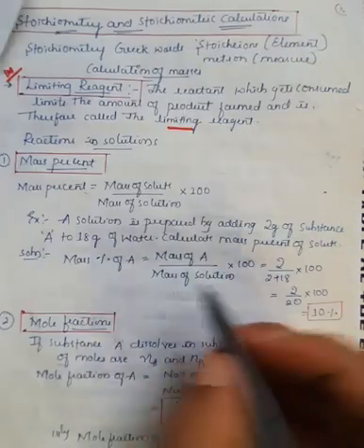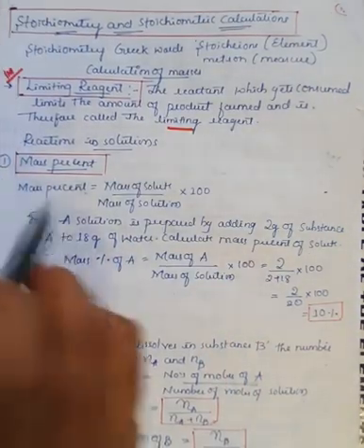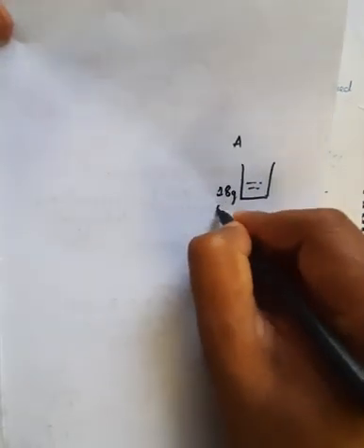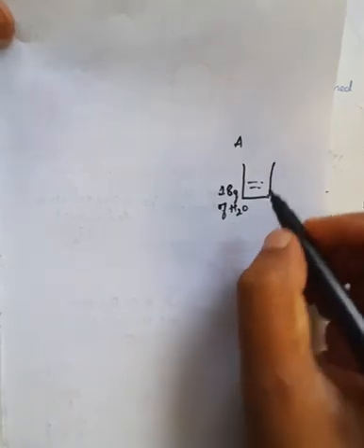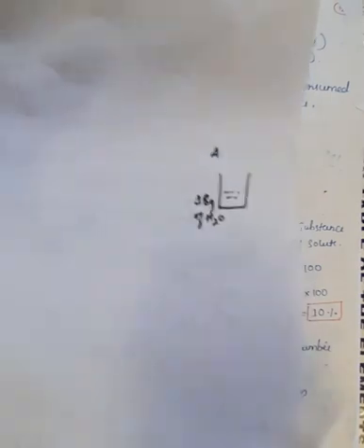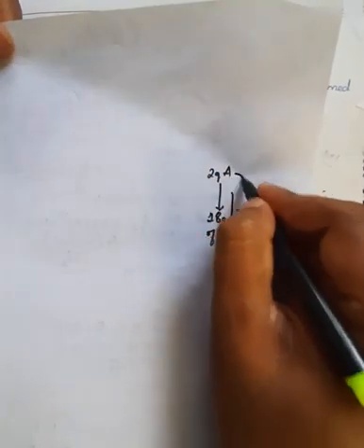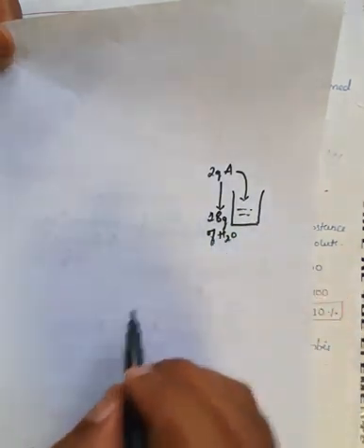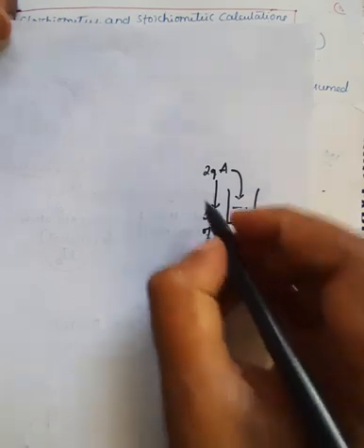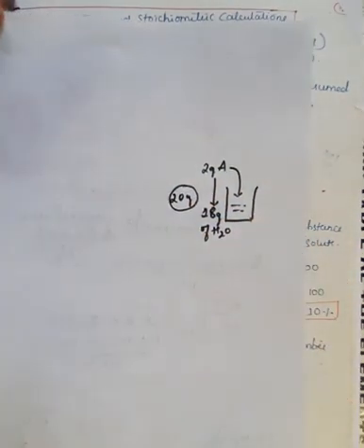They have not given it in terms of liters, they have given it in terms of grams. They say they have taken 18 grams of water, and 2 grams of A is added to 18 grams of H2O. If you add both A plus H2O, that will be 18 plus 2, that is 20 grams. The total weight is 20 grams.